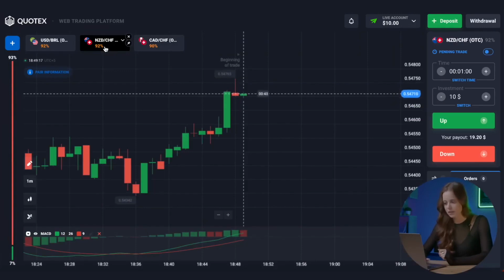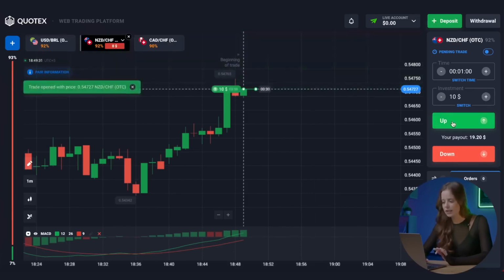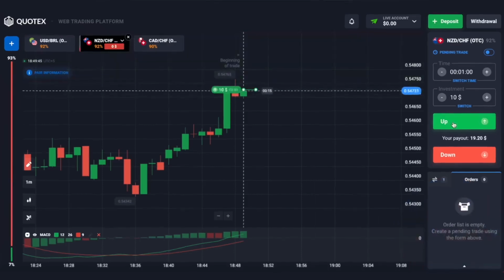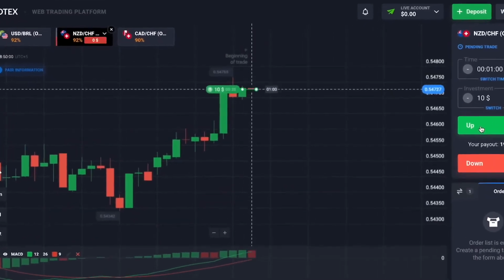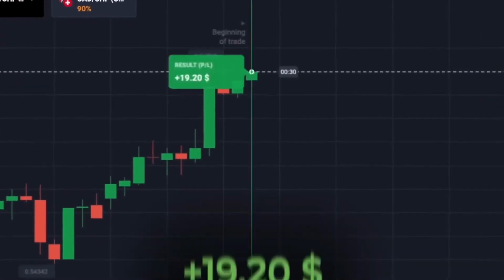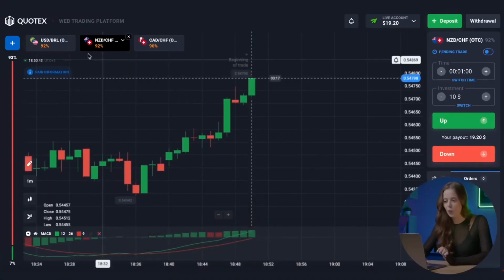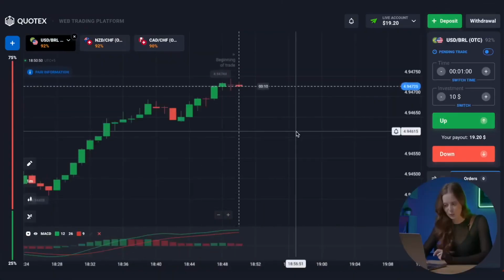As you can notice, the trend now is upward and the correction is obviously expected. We also pay attention to the MACD indicator. Therefore, we put $10 on a call option. And it's excellent. Here is the first profit. Now we have $19 to trade with.